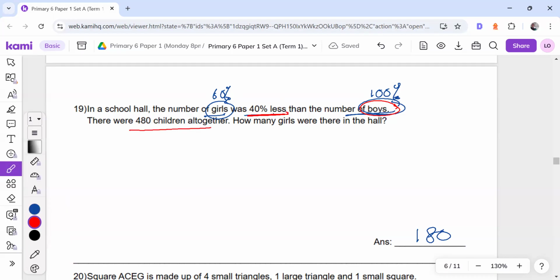There are 480 children altogether. How many girls were there? You add up the percentage, that will be 160 units. Units. When you write like that, it's called units. Okay, units. And that is total 480.